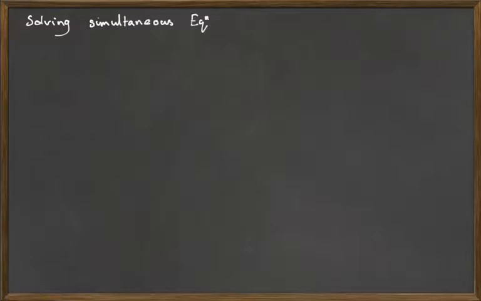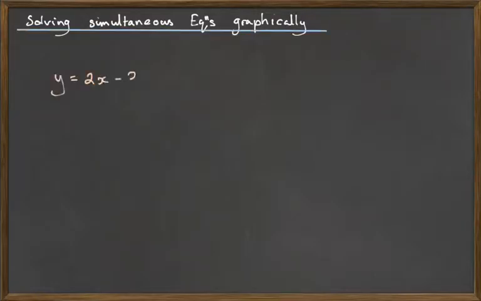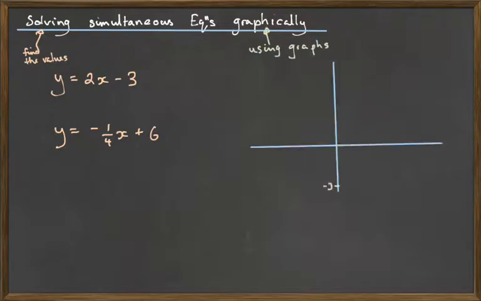So, solving simultaneous equations graphically. We know how to solve simultaneous equations using numbers. These are some simultaneous equations. So solving means finding the values of x and y that work. Okay, and graphically just means, for now, using graphs. So I could plot these equations. That orange line there is the line y equals 2x minus 3, gradient of 2, y-intercept minus 3. And that yellow line is the line y equals minus a quarter x plus 6, goes through the y-intercept 6 and has a negative gradient of minus a quarter.